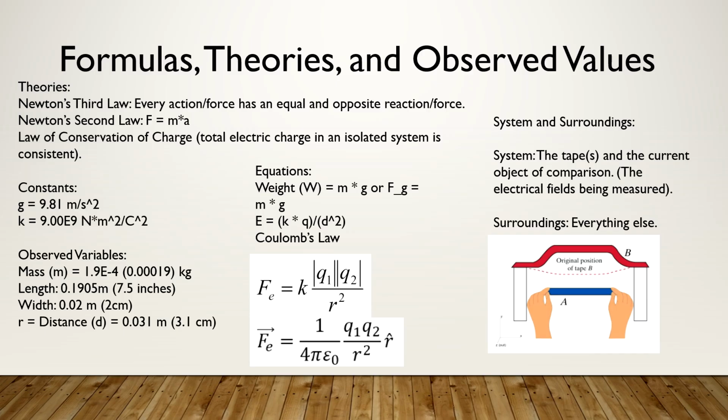Some of our observed values are the mass, length, width, and distance that the tapes started separating at a stable gap. Some of the equations we use are for the weight, which is the mg, like I mentioned earlier, for the gravitational force. And then we also have Coulomb's law, which is the most important equation that we're using throughout this lab.